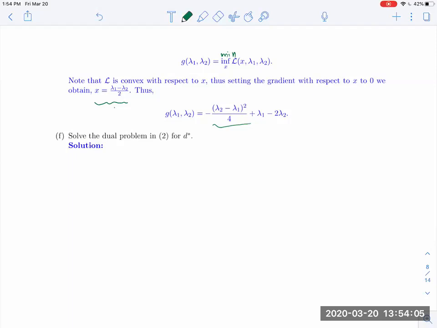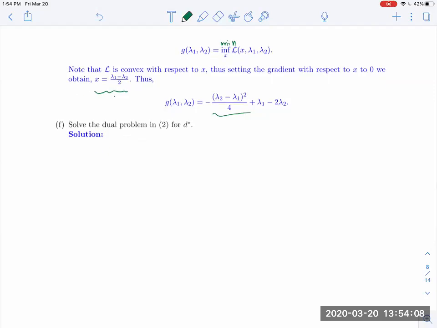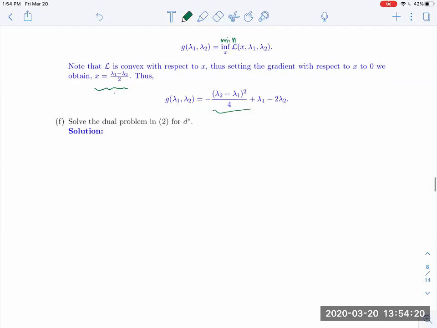You want to solve the dual problem in 2 for D star. Why is this useful? Since we are running slightly short on time, I'll give you the main ideas here, but you should try to work this out on your own later. You know the dual function is concave in lambda, correct? Because we saw this proof in discussion before, and probably in a homework. The dual function is always concave. And if something is concave, then I can try to find its maximum by just setting the derivative with respect to lambda to 0.